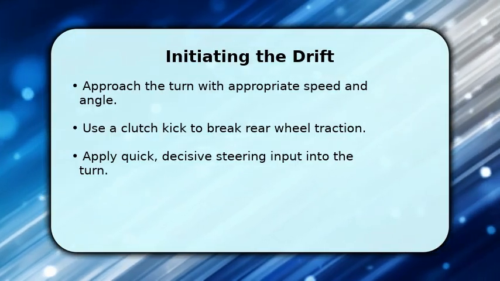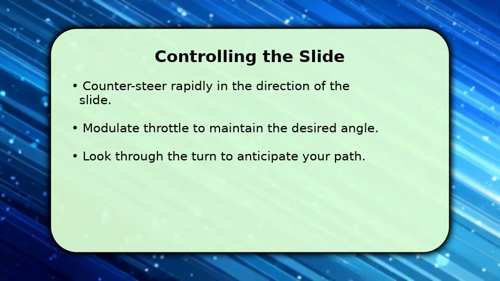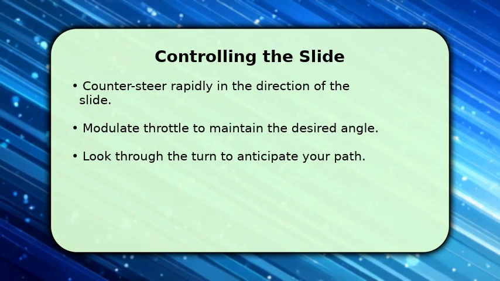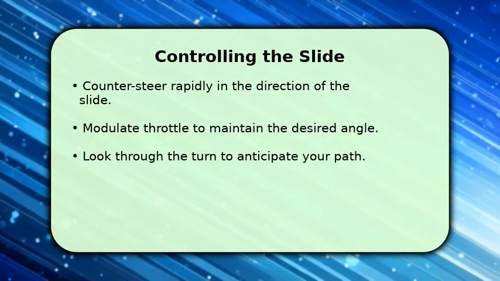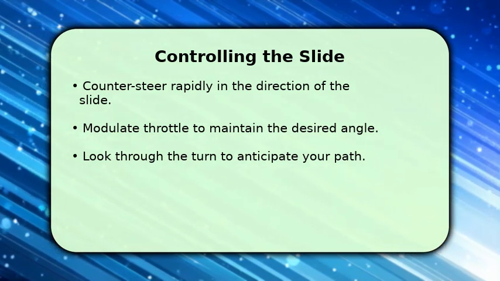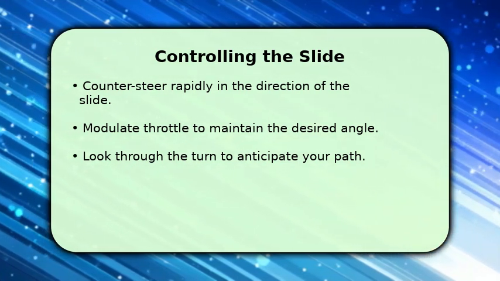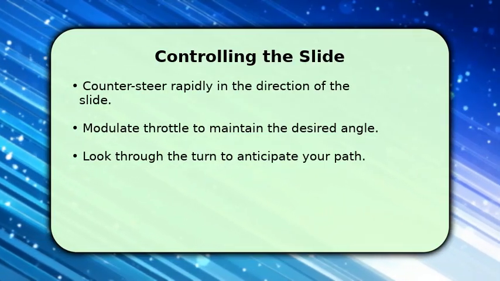end swing out. Once the rear end begins to slide, you must quickly counter-steer. Turn the steering wheel in the opposite direction of the slide, aiming to keep the front wheels pointed where you want to go. Use the throttle to control the drift angle. More throttle increases the slide, less throttle reduces it. Keep your eyes focused on your exit point, looking through the turn.